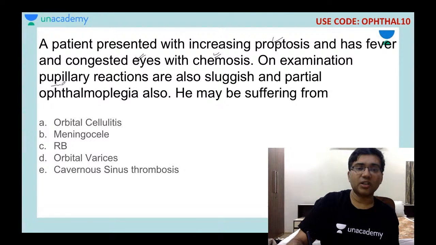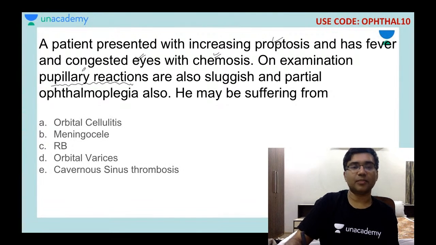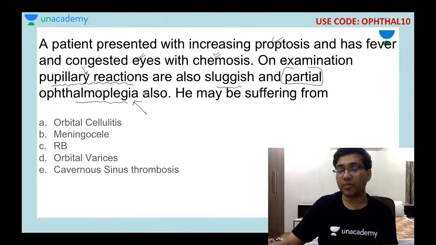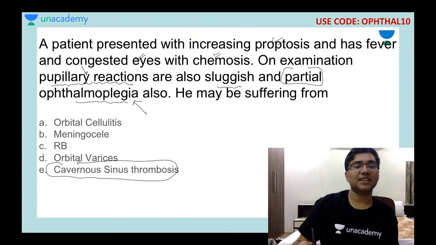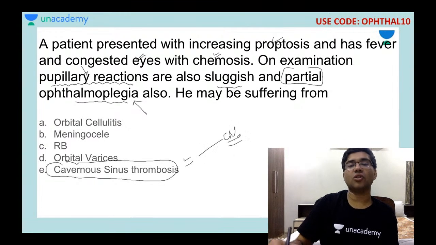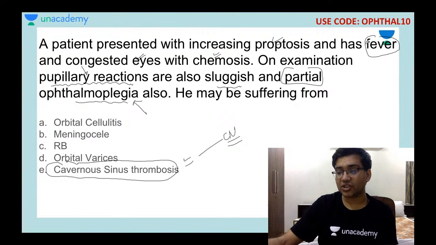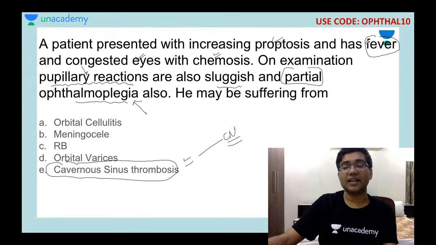The very important point that is given here is that the pupillary reactions are also sluggish. So this means your cranial nerves are also involved. The partial ophthalmoplegia is also pointing towards the involvement of the cranial nerves. So out of these options, the cavernous sinus thrombosis is basically fitting in all of them, because here your cranial nerves are also involved and there can be a history of systemic infection or sepsis also. So the answer is E.